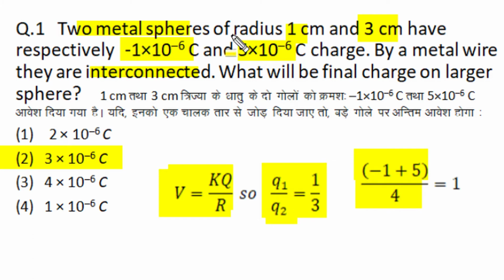So when two metal spheres are interconnected, they become equipotential, and at equipotential conditions charge will have proportionality with radius, so the charge ratio becomes equal to the radius ratio, and by that understanding we can solve such questions.